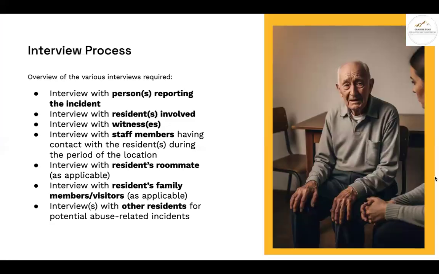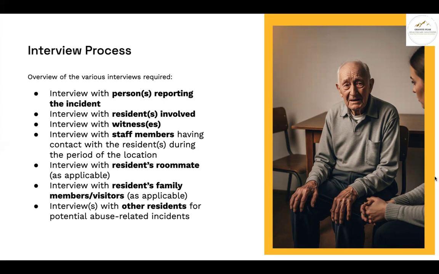So let's talk about interviews specifically. In your interview process, you're going to interview various people depending on what the situation is. But for sure, you want to have information from the person reporting the incident, the residents involved, any witnesses, interview with staff members having contact with the resident during that time, interview with the resident's roommates as applicable.